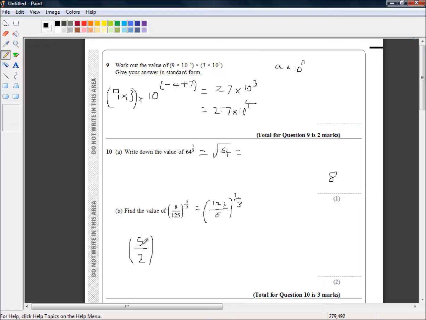So we've got 5 over 2 raised to the power 2, because we've dealt with the over 3 now. And to square 5 over 2, we just square the numerator and square the denominator. Just as to cube root the fraction, we cube root the numerator and we cube root the denominator. So 5 over 2 squared is equal to 5 times 5 is 25, divided by 2 times 2 is 4. So our answer is 25 over 4.